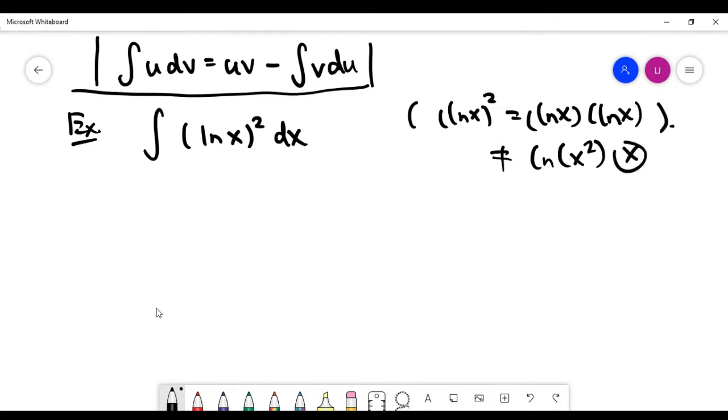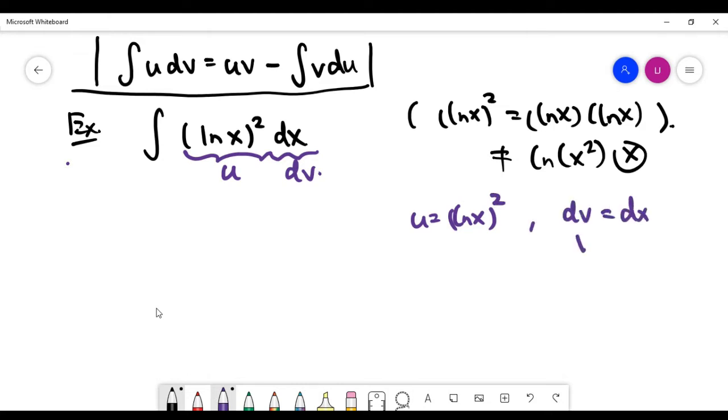Anyway, surprisingly, I claim that the integration by parts formula works, and the good thing about this case is we don't have the choice of u. I think we just have to let u be the ln x squared, and the remaining term be dv. So u is the whole thing, ln x the whole thing squared, and dv is dx. And v is easy to find because it's integration here for the dx. You are integrating 1, so v is x.